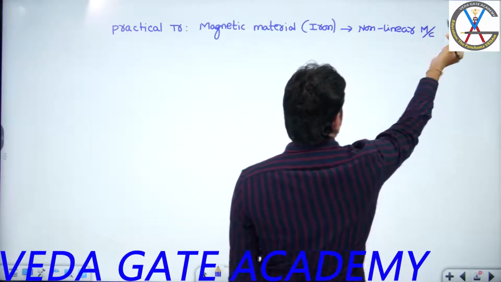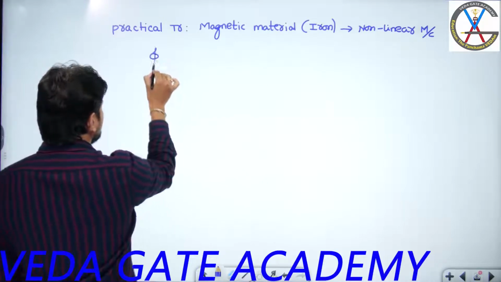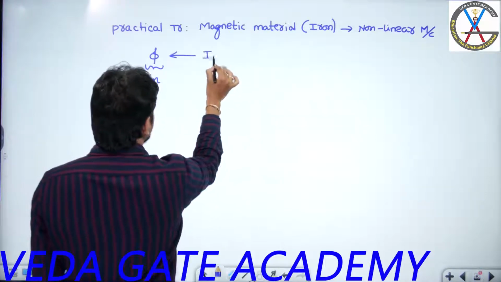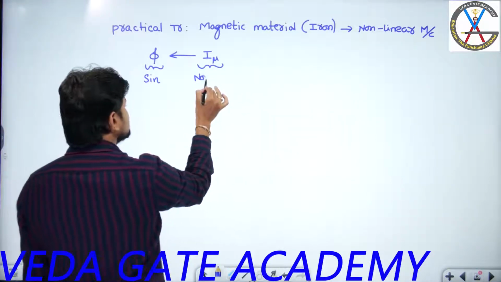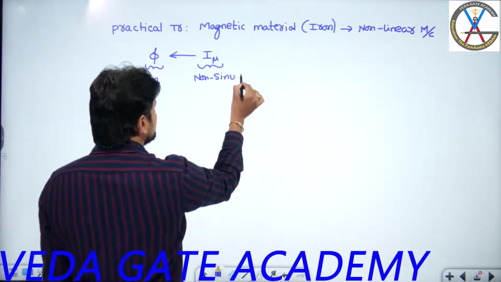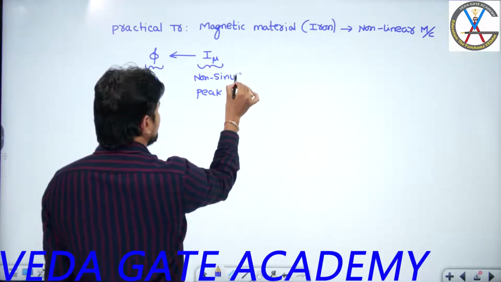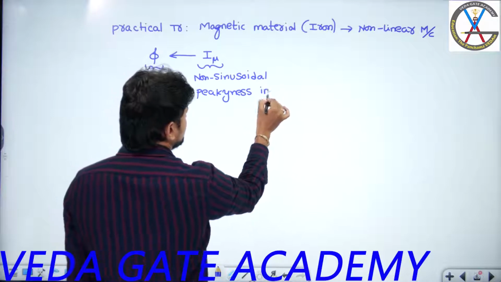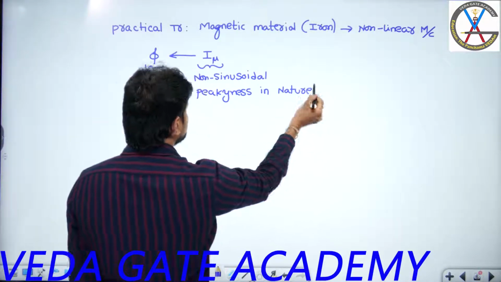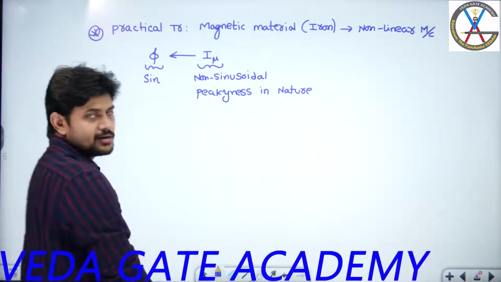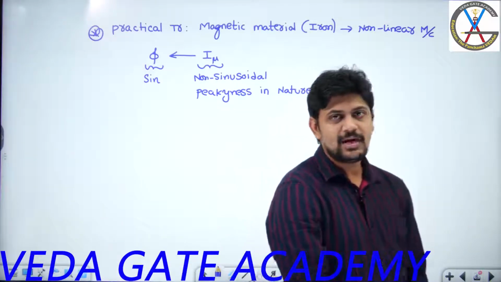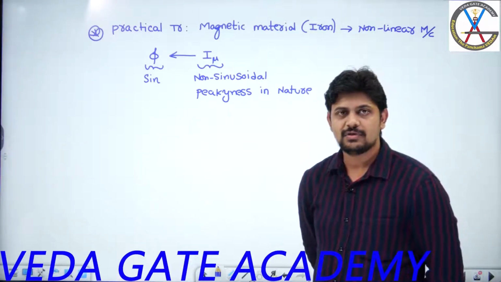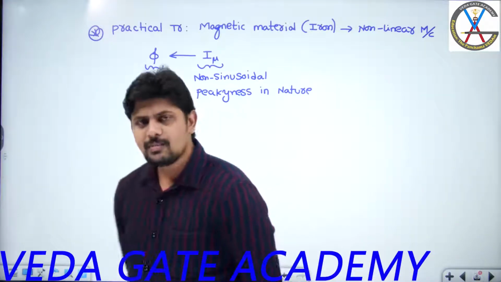Then what will happen? In order to produce the operating flux as pure sinusoidal, the magnetizing current drawn by the transformer must be a non-sinusoidal waveform with peakiness in nature. This is a very important statement you must remember for a practical transformer. Since the practical transformer BH characteristics are non-linear, in order to produce sinusoidal flux, the magnetizing current should be non-sinusoidal with peakiness in the waveform.